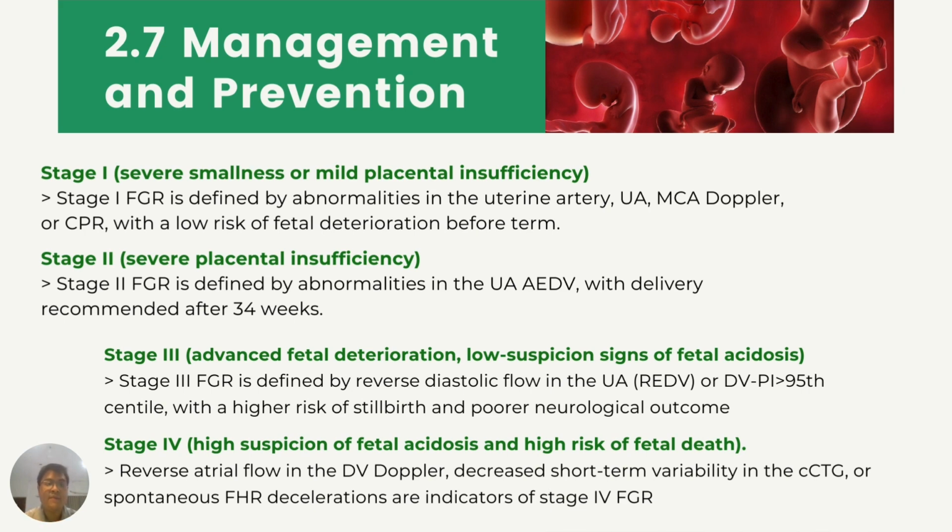The second stage is defined by abnormalities in the UA AEDV, with delivery recommended after 34 weeks. The third stage is defined by reverse diastolic flow in the UA REDV or DV PI above the 95th centile, with a high risk of stillbirth and poorer neurological outcome. And stage 4: reverse arterial flow in the DV Doppler, decreased short-term variability in the cCTG, or spontaneous FHR decelerations are the indicators of stage 4 of FGR.